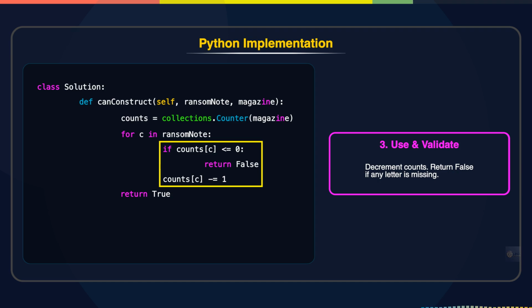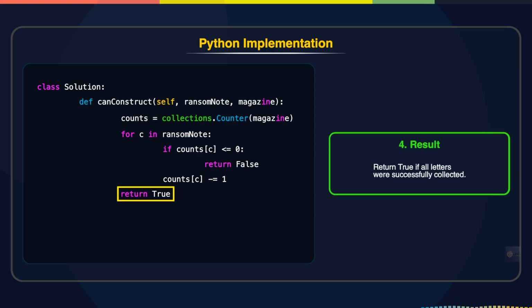But, if we find a character that is missing or has a count of 0, it means we cannot finish the note, so we return false immediately. If we finish the loop without any issues, we have found all our letters, so we return true.